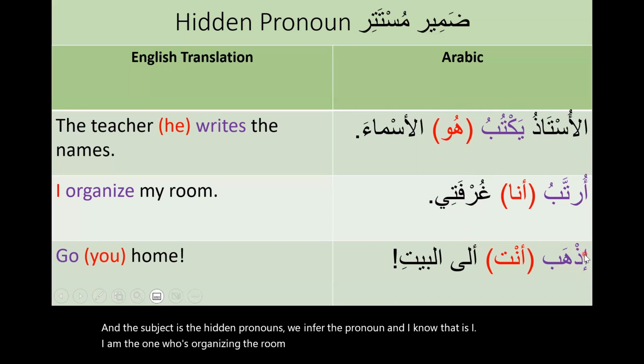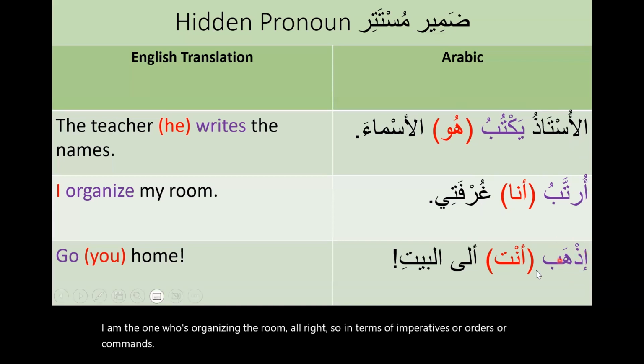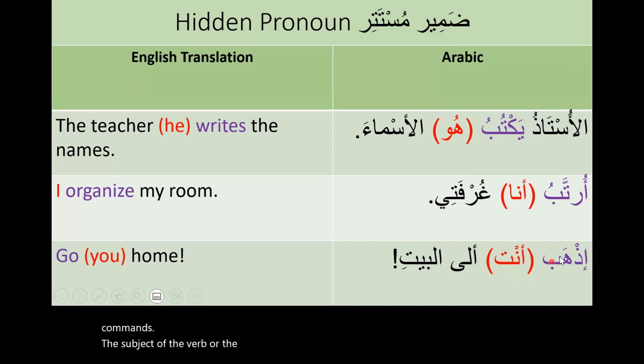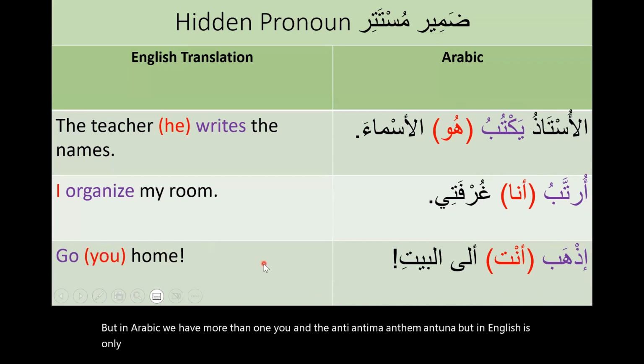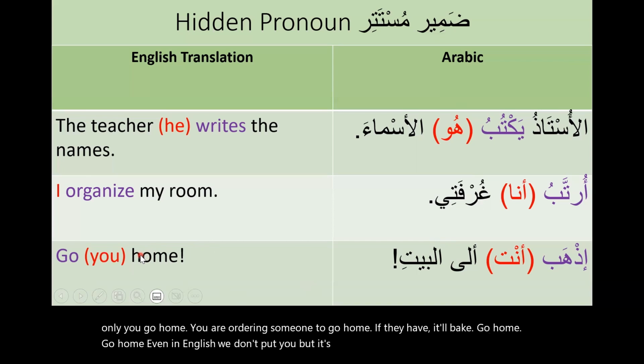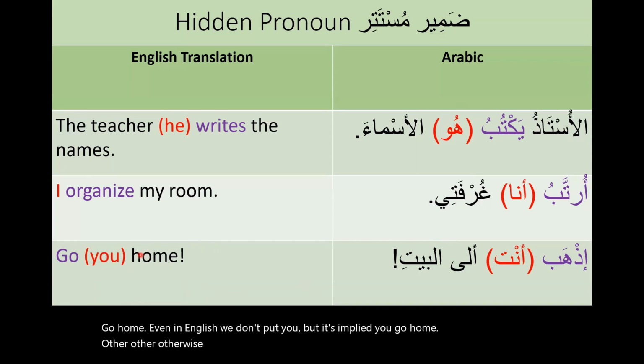So in terms of imperatives or orders or commands, the subject of the verb, or the subject of the sentence, is always you. But in Arabic, we have more than one you. Anta, anti, antuma, antum, antunna. But in English, it's only you. Go home. You are ordering someone to go home. اذهب إلى البيت. Go home. Even in English, we don't put you, but it's implied. You go home. Otherwise, it wouldn't be an order or a command. See, and the subject here is a hidden pronoun, you, anta.